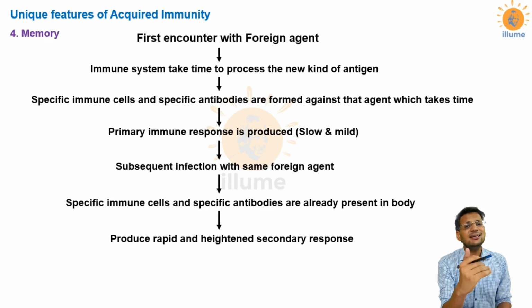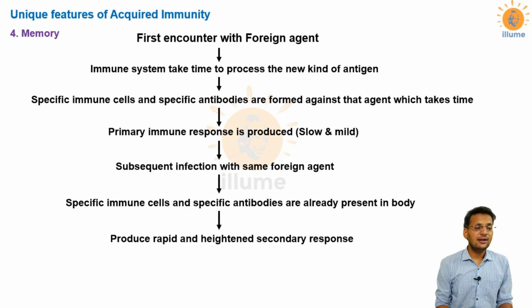Now how does it happen? How does your body, or the immune system, memorize things? I'll discuss it in detail here. See, there is a first encounter with a foreign agent, and in this first encounter the immune system takes time to process the new kind of antigen. It would recognize, it would process, and then specific immune cells and specific antibodies are produced against that antigen. Though it takes time, your body would produce it.